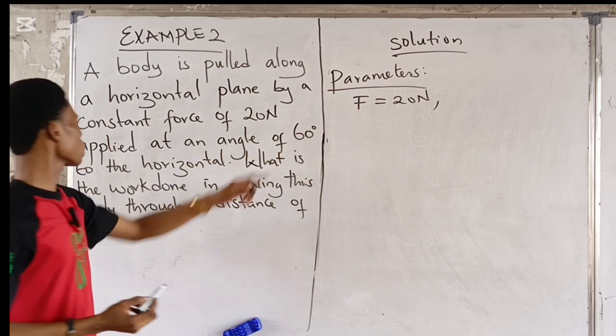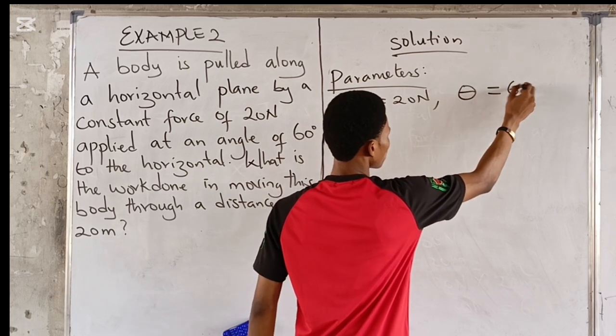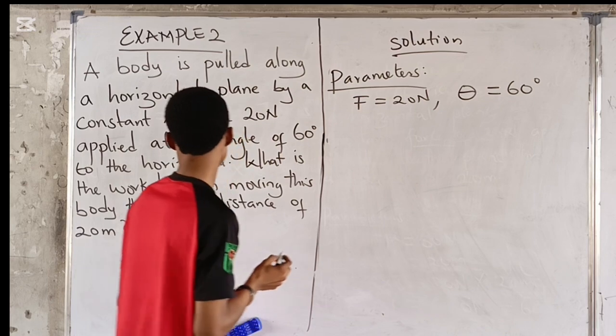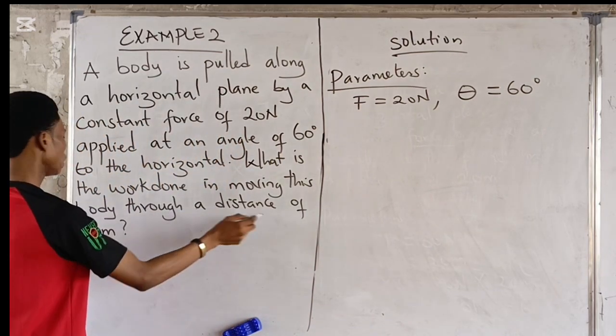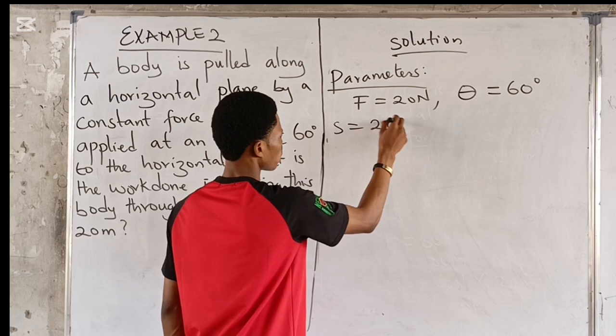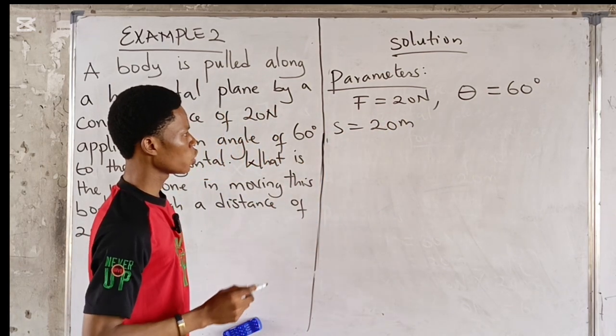Applied at an angle of 60 degrees. So our angle of inclination of the force is 60 degrees, right? So theta is 60 degrees. What else? Through a distance of 20 meters. So we're given a distance of 20 meters. For the distance, you can use S or D. Nobody will penalize you for that.